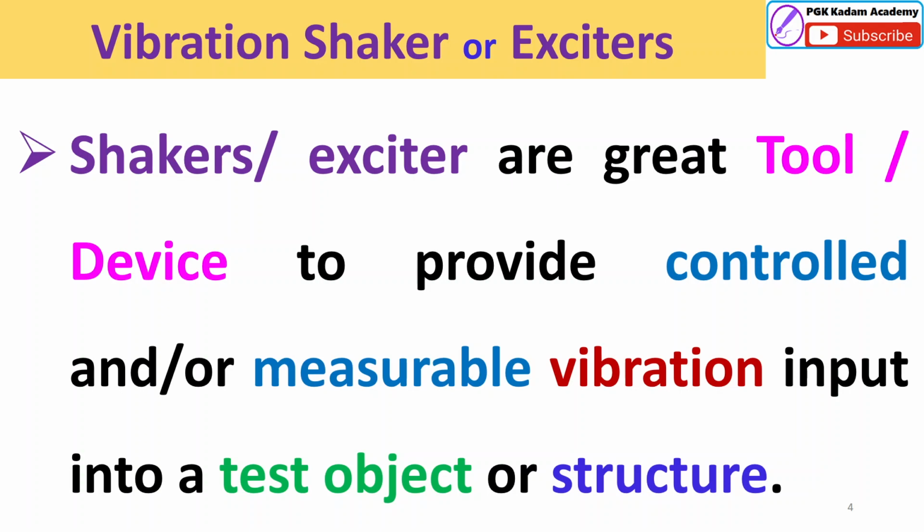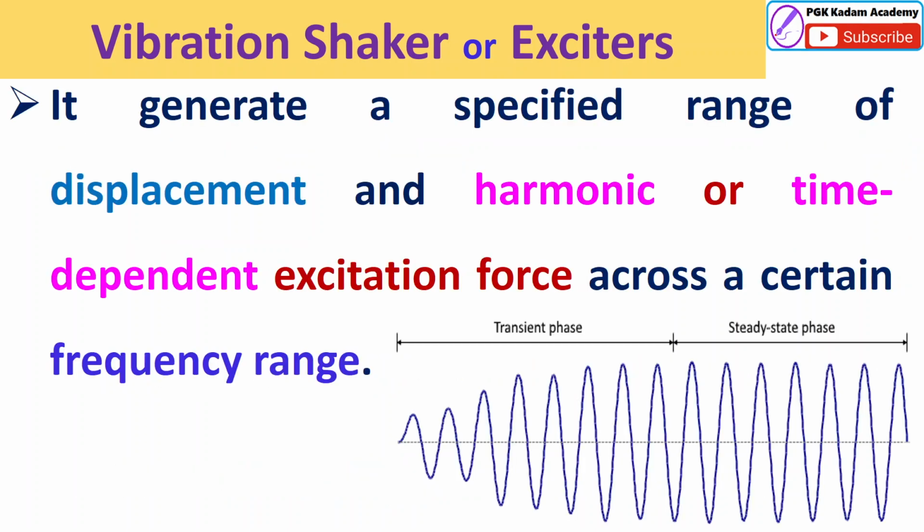The cyclic excitation force produced by the exciter can be applied to a machine or structure so as to study its dynamic characteristics. Dear friends, what will happen when we generate a specified range of displacement and harmonic time-dependent excitation force across a certain frequency range? We can test it before we launch the product.